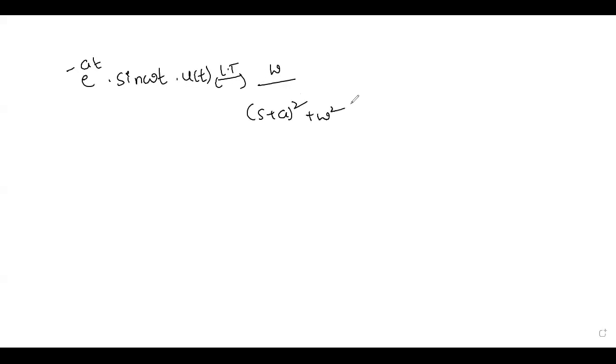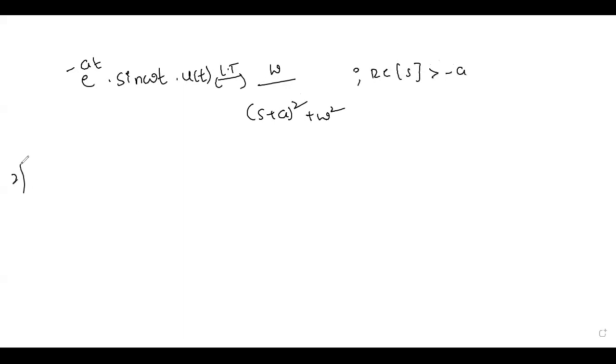So this function, e power minus a t into sine omega t into u of t, what is its Laplace transform? Just now we completed it: omega by s plus a whole square plus omega square. And what is the ROC? Real part of s greater than minus a.